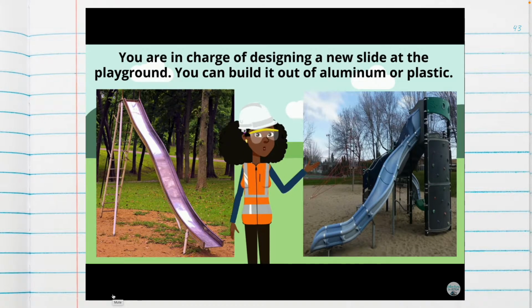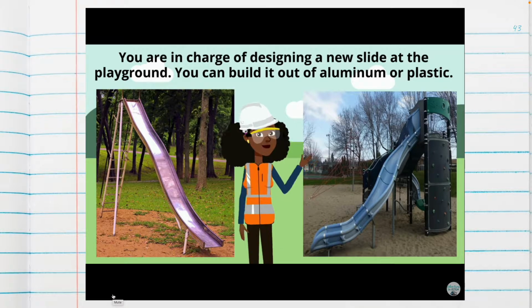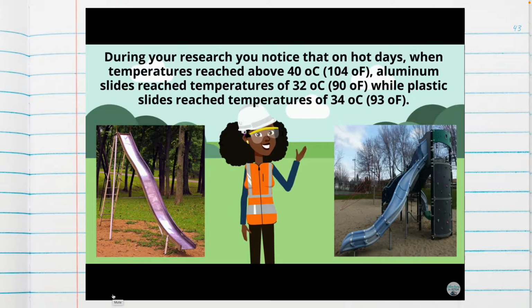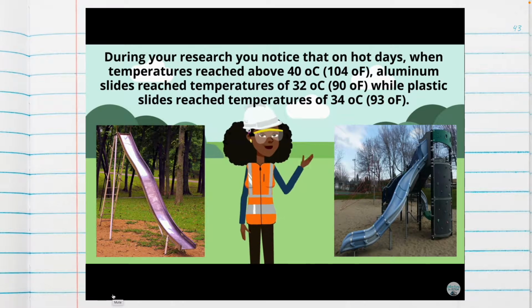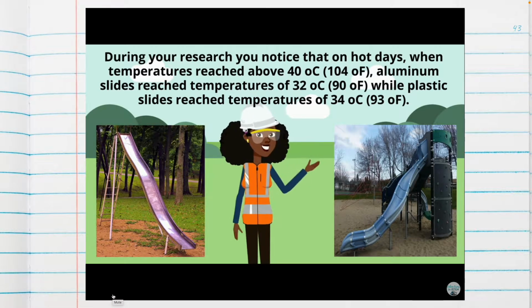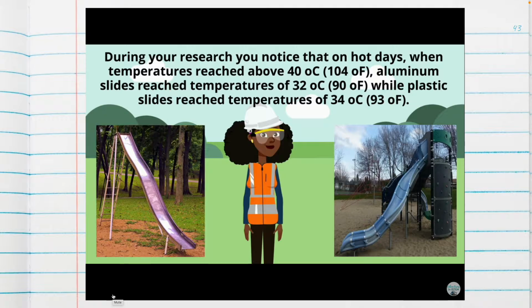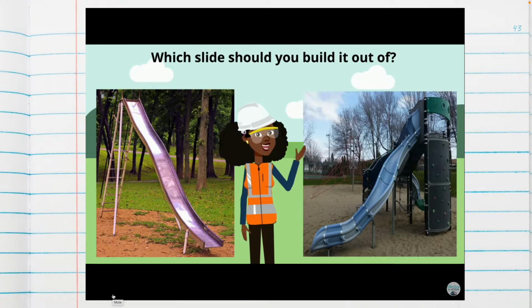You're in charge of designing a new slide at the playground. You can build it out of aluminum or plastic. During your research, you noticed that on hot days when temperatures reach above 40 degrees Celsius, aluminum slides reach temperatures of 32 degrees Celsius, while plastic slides reach temperatures of 34 degrees Celsius. Which slide would you build it out of?